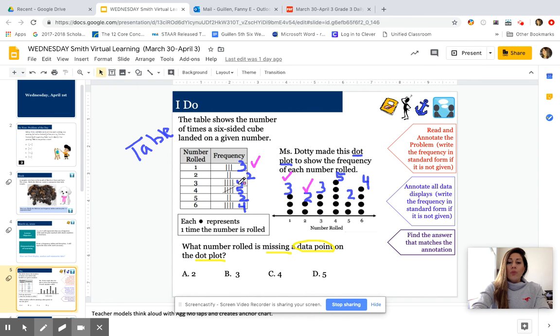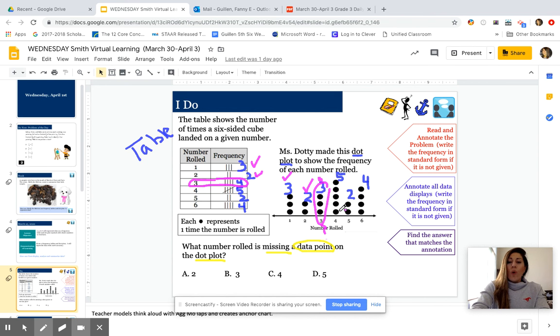My number 3 was rolled 4 times. Let's check that one. My number 3 here shows that it was rolled 3 times. Is that consistent with what shows on the table? No, because we know that this dice was rolled 4 times, not 3. So I know my number 3 is missing 1 frequency dot. That's why I circled it, and I'm going to put a little question mark.